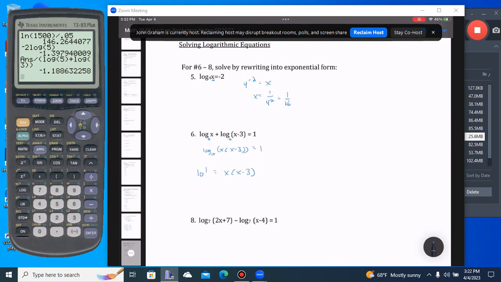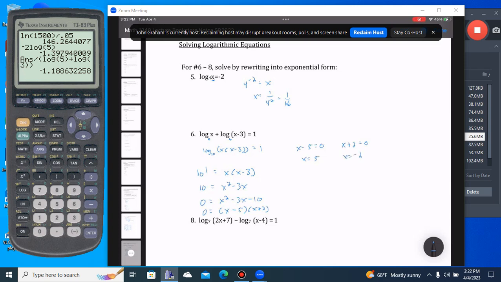Now what we can do is distribute, and you're going to get a quadratic, so we'll get everything off to one side. So 10 is x squared minus 3x. So 0 is x squared minus 3x minus 10. Then this factors into x minus 5 times x plus 2. x minus 5 equals 0 gives you x equals 5. x plus 2 equals 0 gives you x equals negative 2.